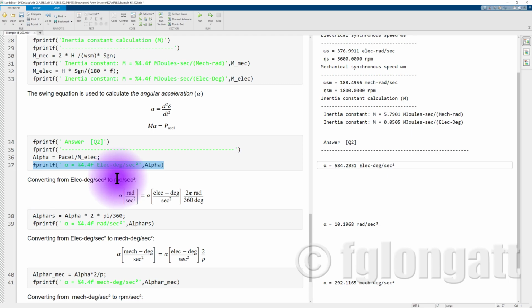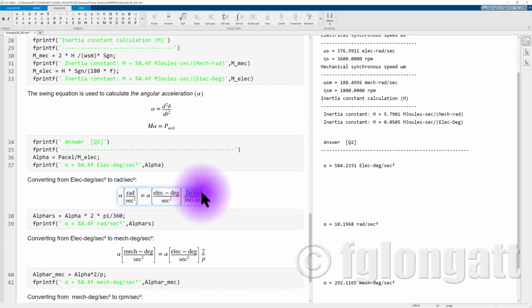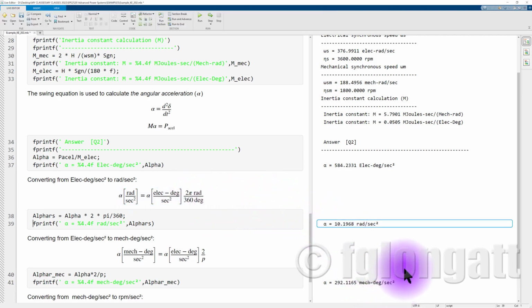Next step, I need to show the results in radians per square second. And to do that is very simple because it's just a unit conversion. All my students know that we need to multiply by 2 pi radians and divide by 360 degrees, and we obtain here the acceleration alpha equal to 10.19 radians per square second.